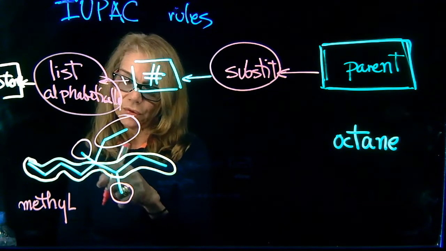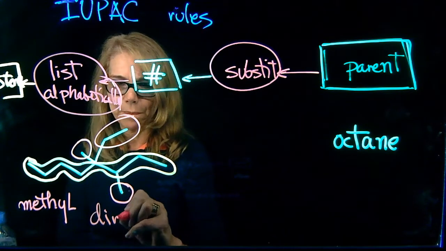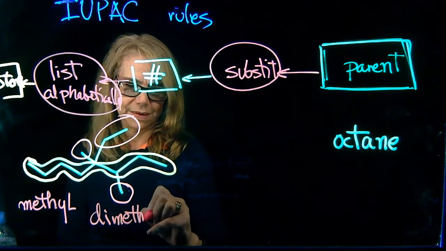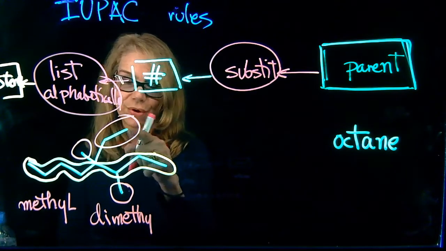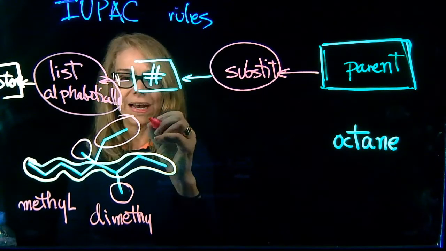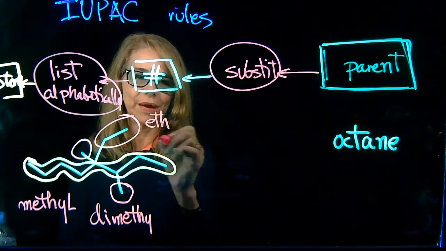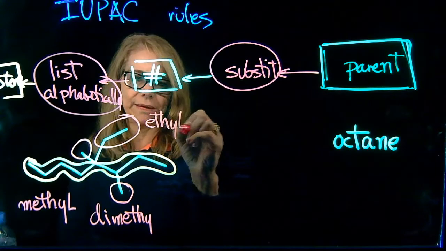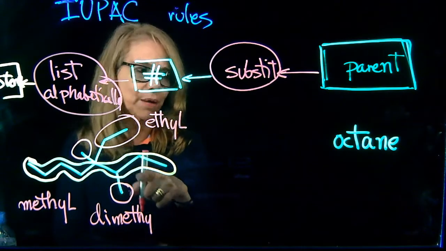But now I have 2 methyl groups, so I am going to say dimethyl in the name. But I have another substituent here that's different. It has 2 carbons. Prefix for that is eth, and then suffix is YL. So ethyl. So I have 2 methyls, that's why I say dimethyl, and 1 ethyl.